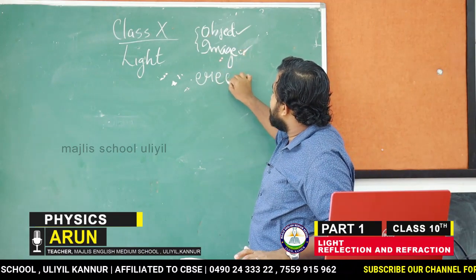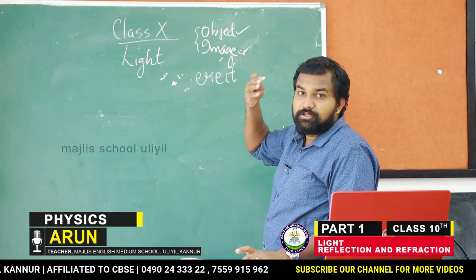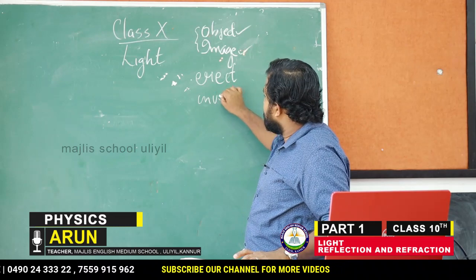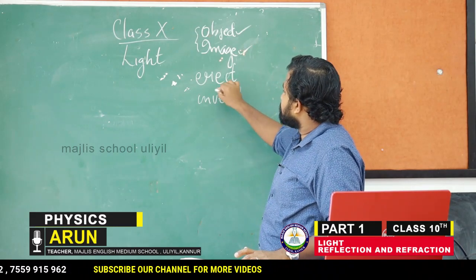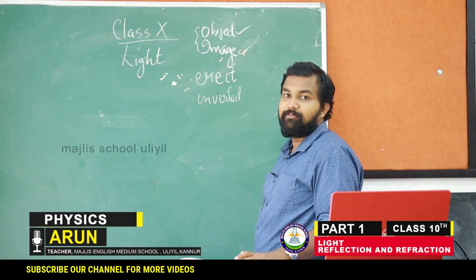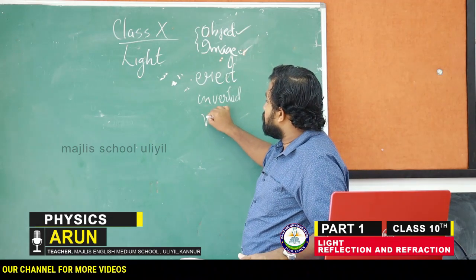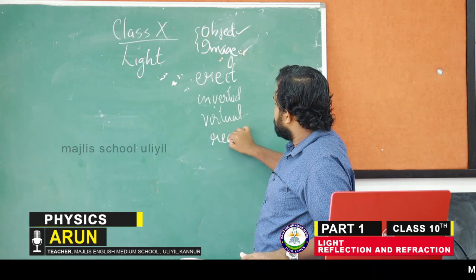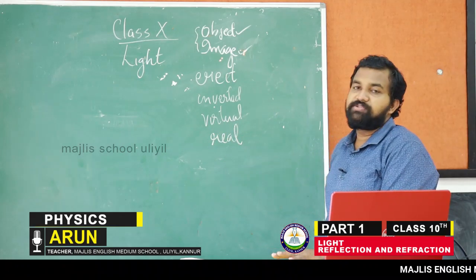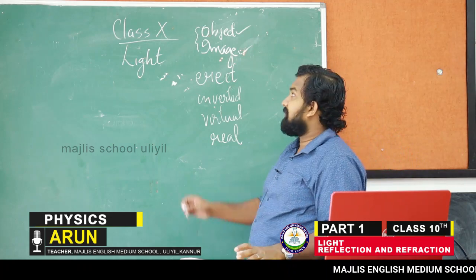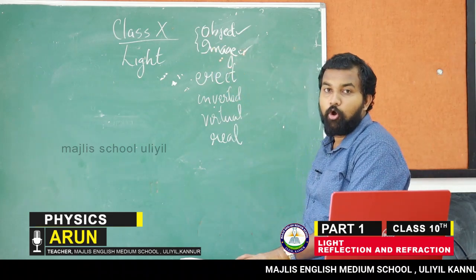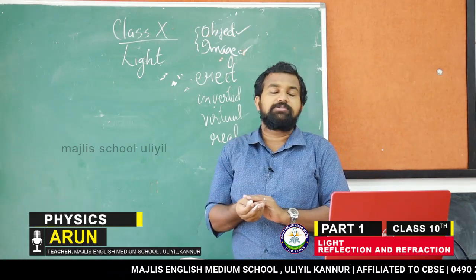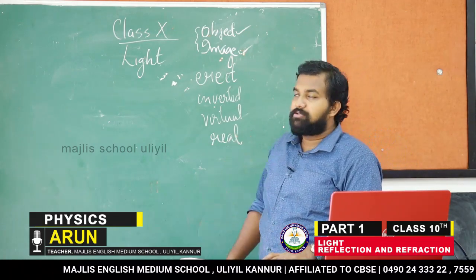And what is an erect image? Recall what all terms you have studied in the case of light. Erect image, inverted image, virtual image and real image. These are the four terms which we need to understand clearly when we are studying the relationship between object and image. What is an erect image, what is an inverted image, what is a virtual image, and what is a real image.